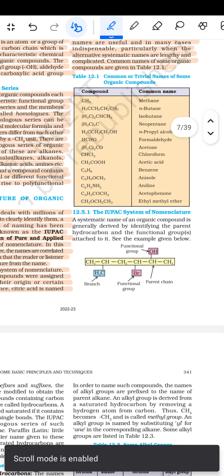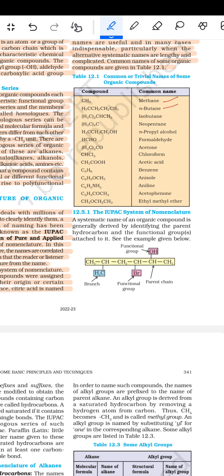Now, CH4 methane, CH3CH2CH2CH3 n-butane, or (CH3)2CHCH3 isobutane, C(CH3)4 neopentane, or CH3CH2CH2OH n-propyl alcohol, HCHO formaldehyde, CH3COCH3 acetone, or CHCl3 chloroform, CH3COOH acetic acid, C6H6 benzene, C6H5OCH3 anisole, C6H5NH2 aniline, or C6H5COCH3 acetophenone, then CH3OCH2CH3 ethyl methyl ether.